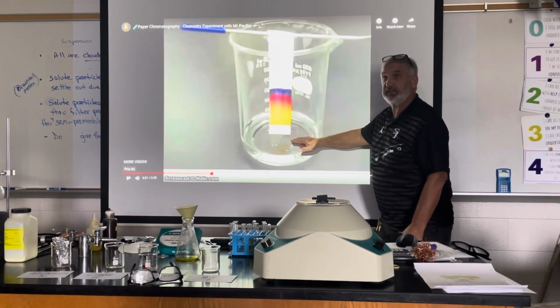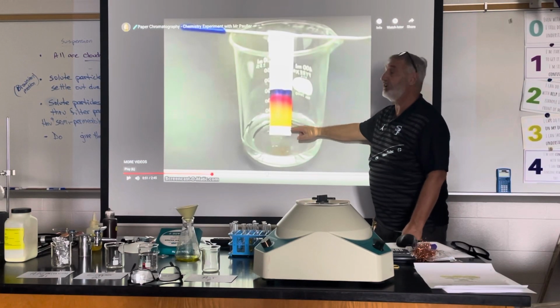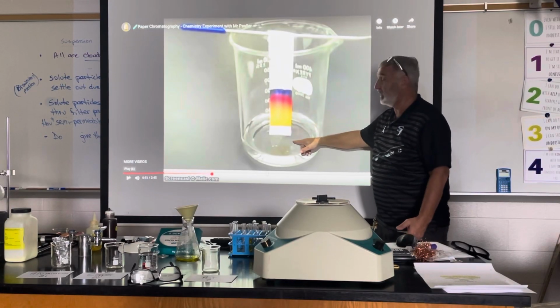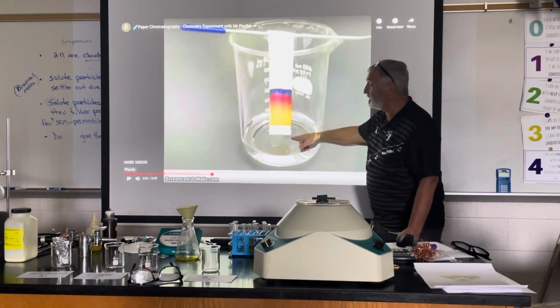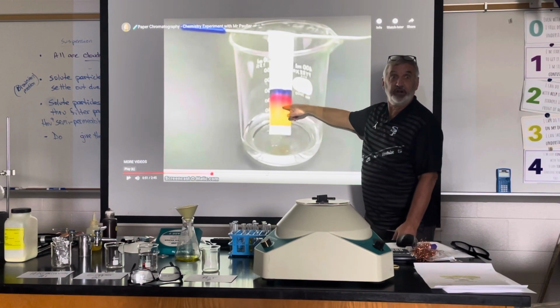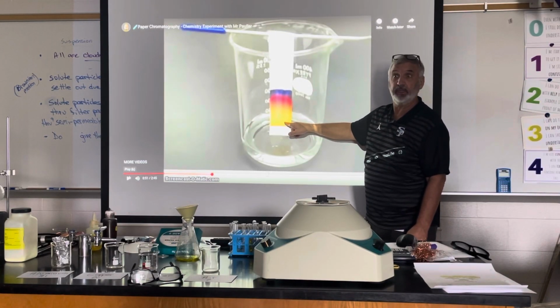And the big difference is that it's separating based upon the solubility of the colors in the ink, or the solute in the water. The blue, this blue purplish color, was the most soluble in the water. And so therefore it followed the water up the highest. The yellow was the least soluble in the water.